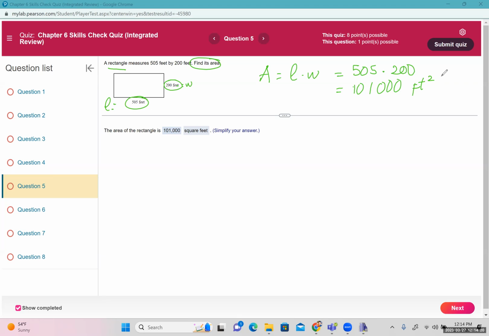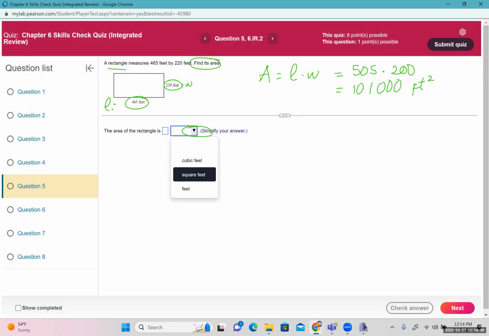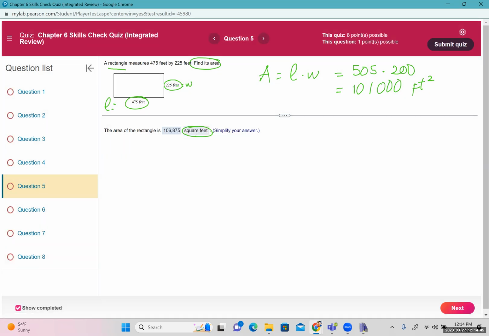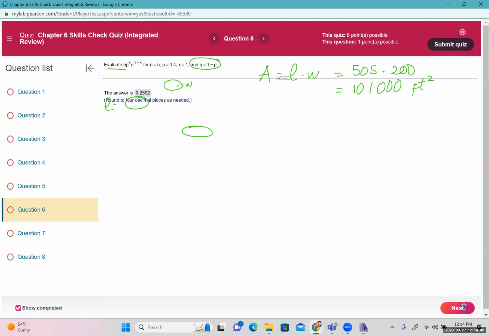So you will have the answer in here as 101,000, and the unit is going to be square feet. Make sure you don't forget to write the unit in square feet, right? Let's see, check what they need us. Oh yeah, they choose for you. So they have the option to choose square feet, right? Okay. So let's move to the next problem.